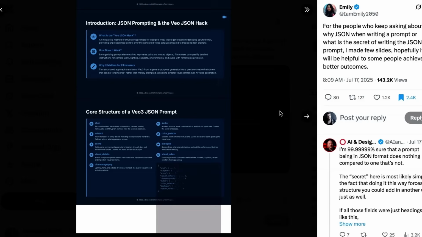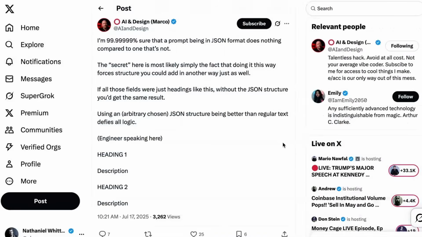But the secret here is that it's really probably not about the JSON formatting itself. AI in Design writes, I'm 99.99999% sure that a prompt being in JSON format does nothing compared to one that's not. The quote-unquote secret here is most likely simply the fact that doing it in this way forces structure you can add in any other way just as well. If all the fields were just headings like this without the JSON structure, you'd get the same result.